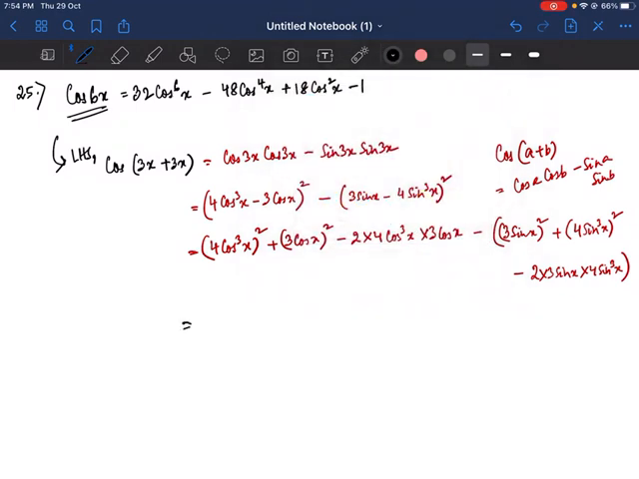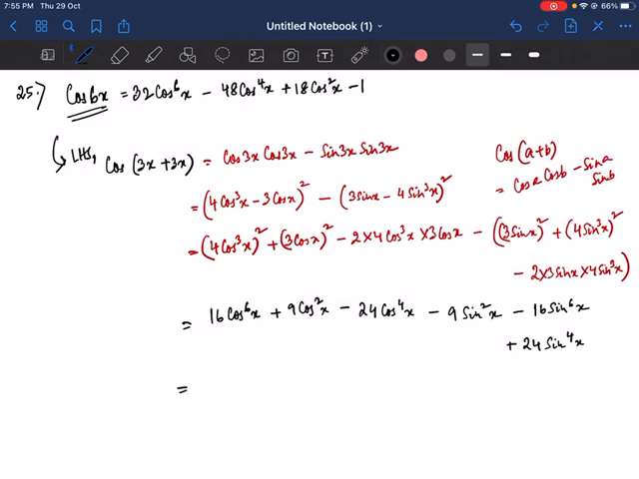So what we get here: this becomes 16 cos^6 x, plus this becomes 9 cos square x, minus this is 24 cos^4 x. And on this side we have minus 9 sin square x, then minus 16 sin^6 x. Then this one becomes minus 24 sin^4 x. Actually, this one will be plus, it won't be minus, it will be plus. But you see, in my answer it's all in cos, so I will try to transform this sine into cos.